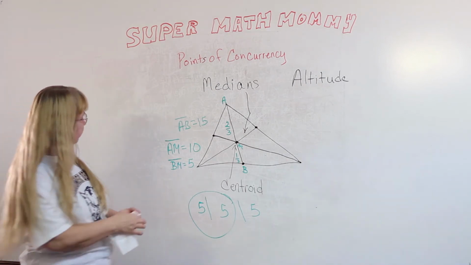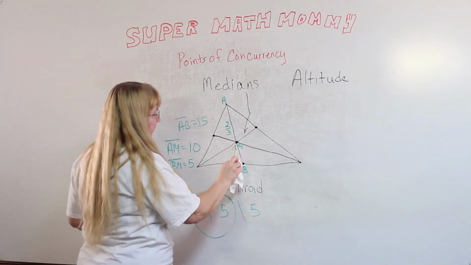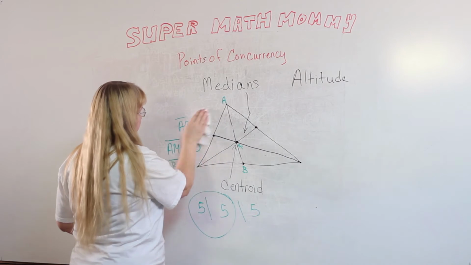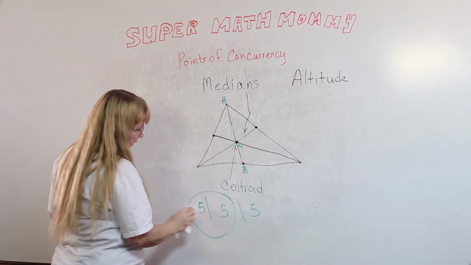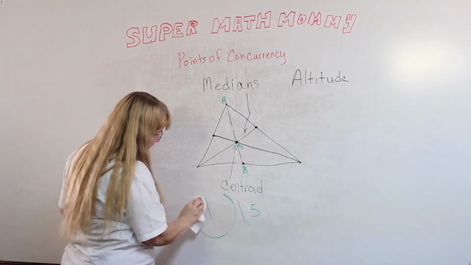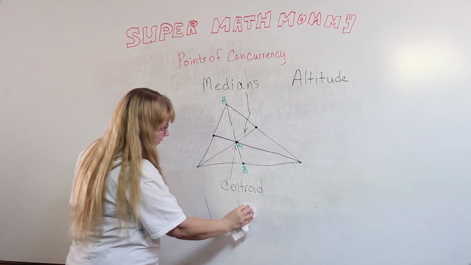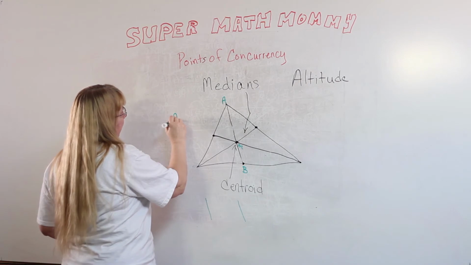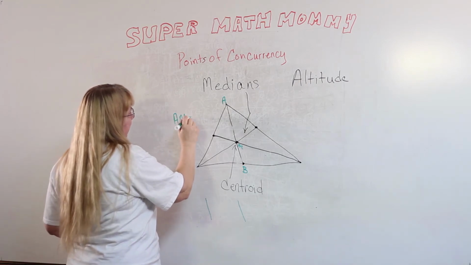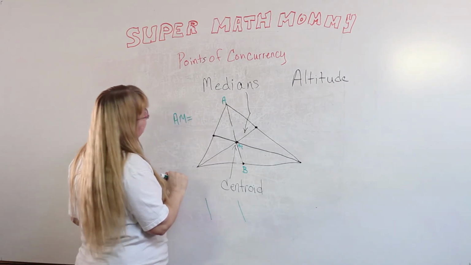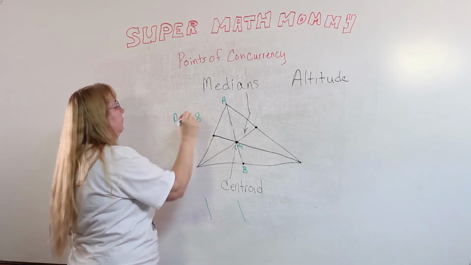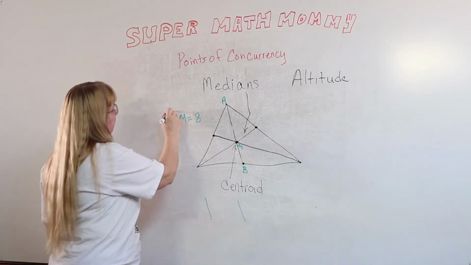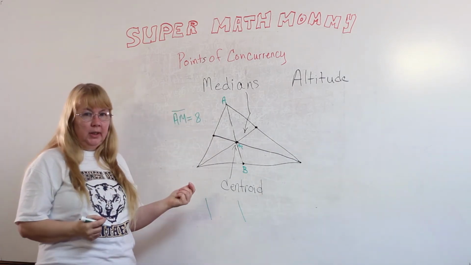What if I then said that AM is equal to 8? How long is my total line?